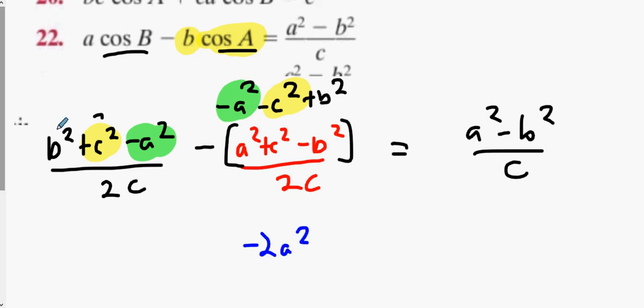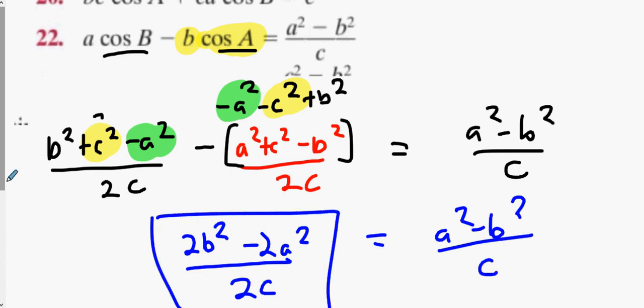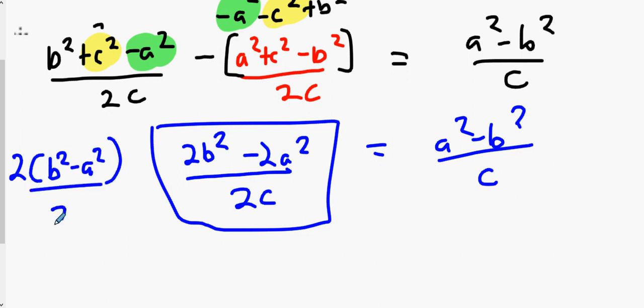And b squared plus b squared, 2b squared. And there's a 2c on the bottom. What could you do top and bottom there? Top and bottom in the blue box. What could you divide out? Factorize out 2, and you get 2 into b squared minus a squared all over 2c. So what cancels? The 2's cancel. What are you left with? B squared minus A squared over C. Anybody get it?